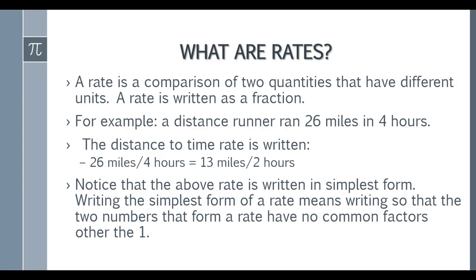For example, a distance runner ran 26 miles in 4 hours. The distance to time rate in this case is written 26 miles over 4 hours, which equals 13 miles over 2 hours. If you really wanted to simplify this and you were not looking for whole numbers, you could say 6.5 miles in 1 hour. Notice that the above rate is written in the simplest form. This means that we cannot reduce the fraction any longer.